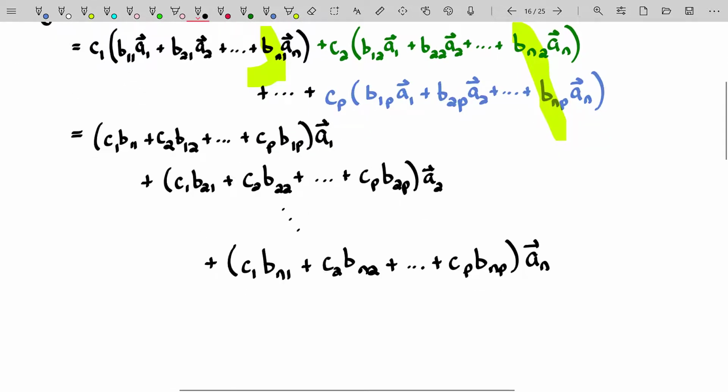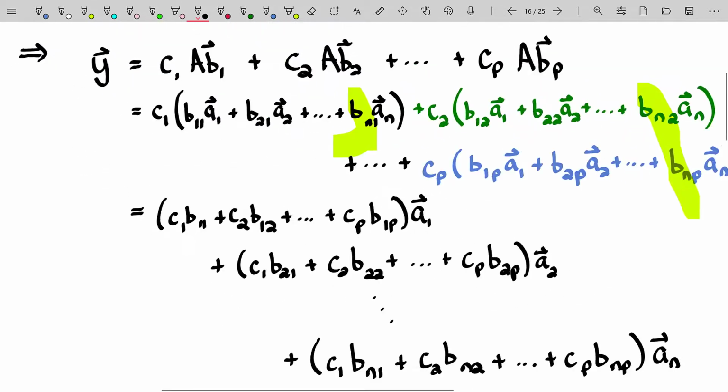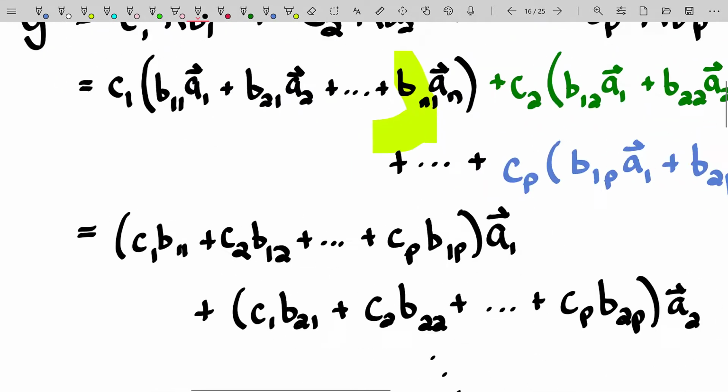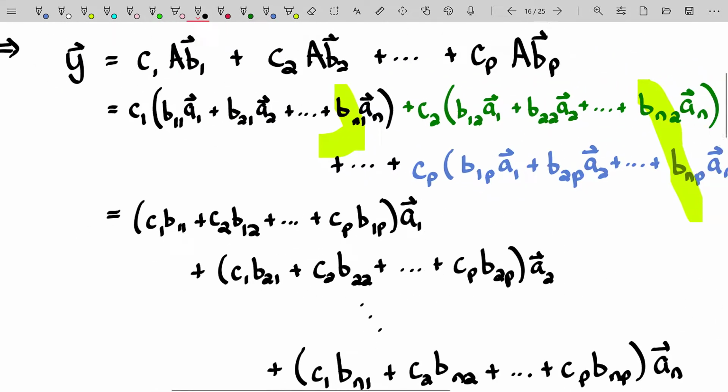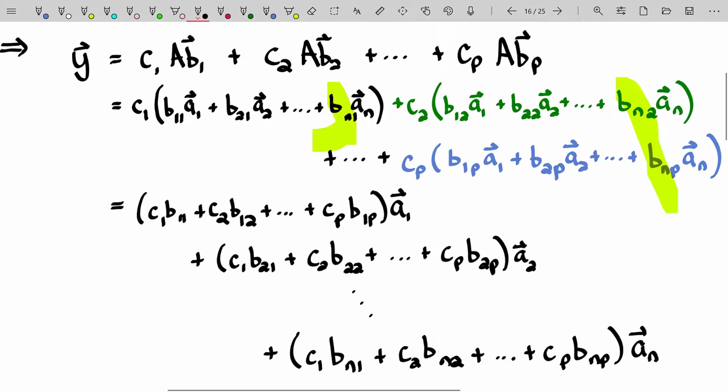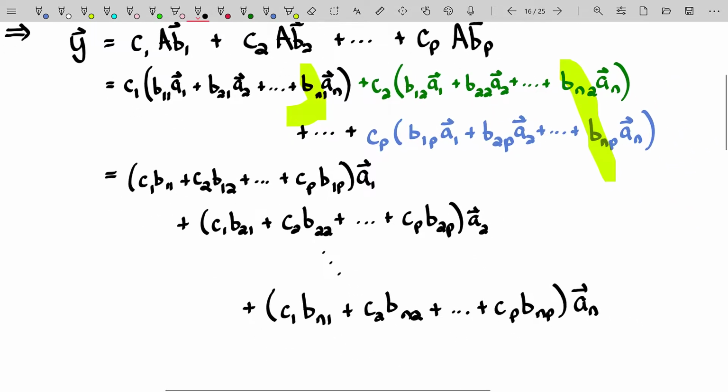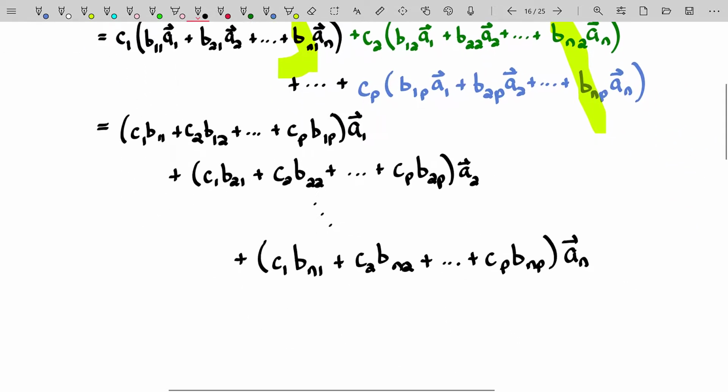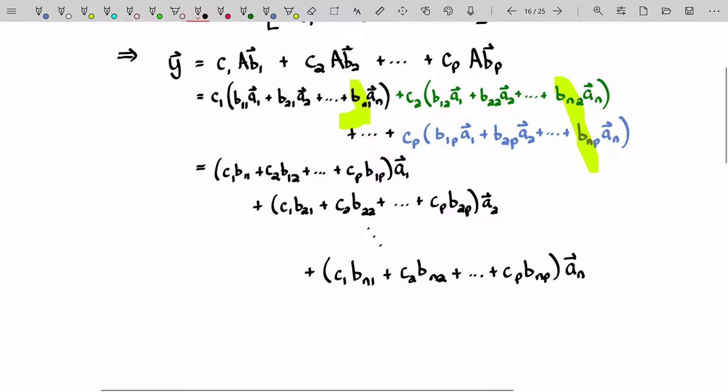And notice what we get. This is just a sum of scalar multiples of the column vectors from A. Some number times A1, some number times A2, all the way down to some number times An. And that is a linear combination of the columns of A.